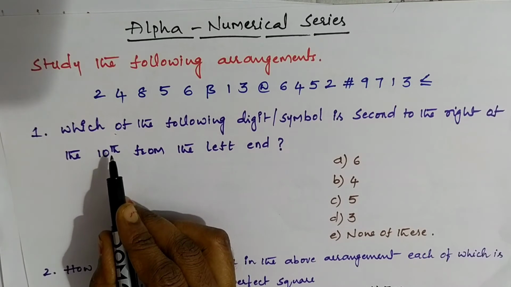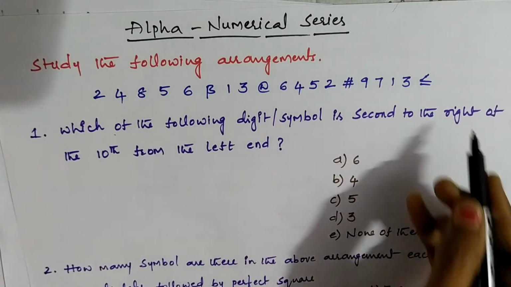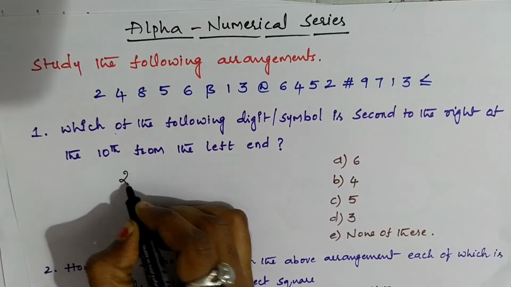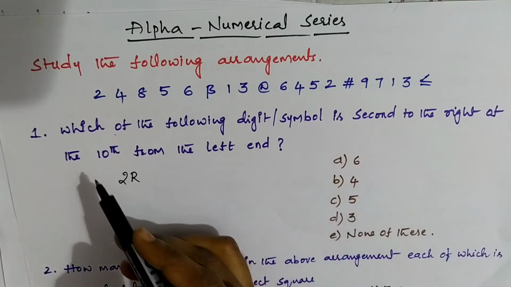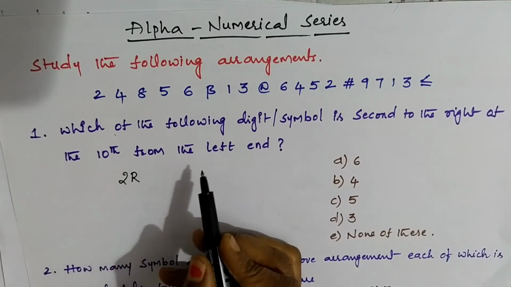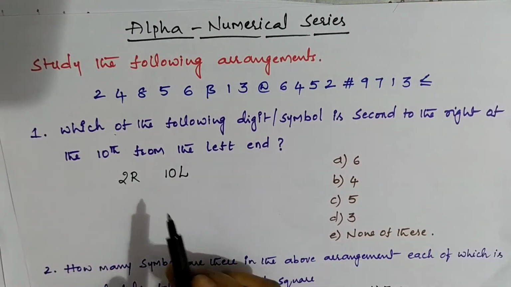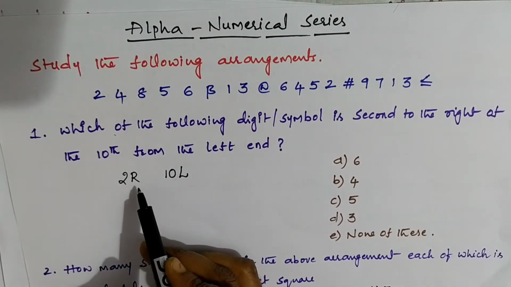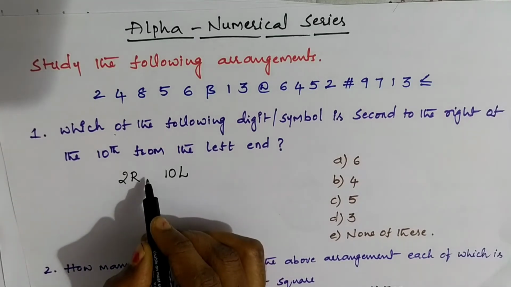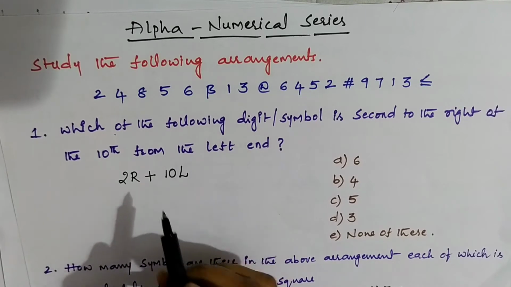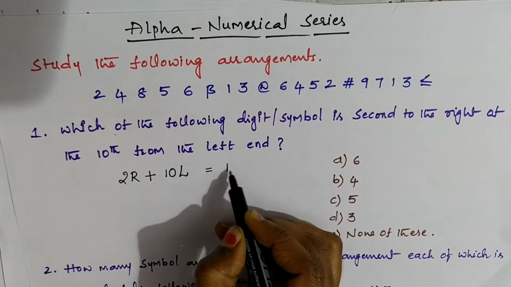First step is, we should write the question in short way. Second to the right of the 10th from the left hand. In the previous session, we discussed that when directions are opposite, we should add. So I am adding here. Second right plus 10th left equals 12.